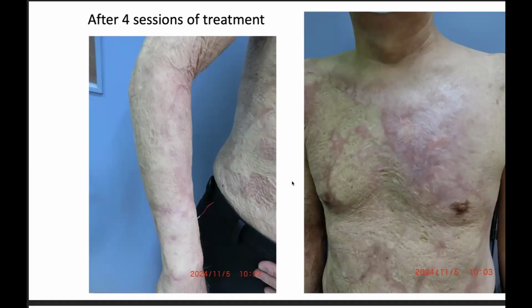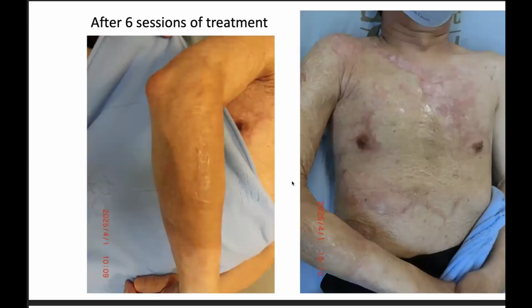Let's move to the next slide. Next. This is the 6th session of treatment. We can see the right forearm has become smoother, and on the left chest, this area, the scar has become more mature, and the scar breakdown has decreased.